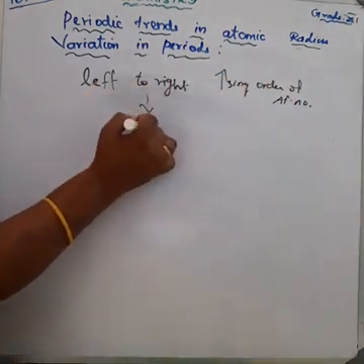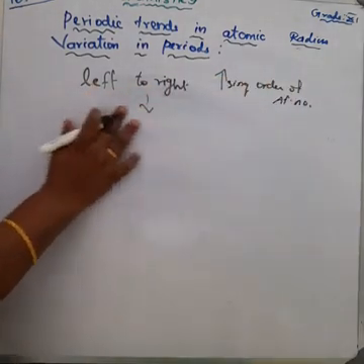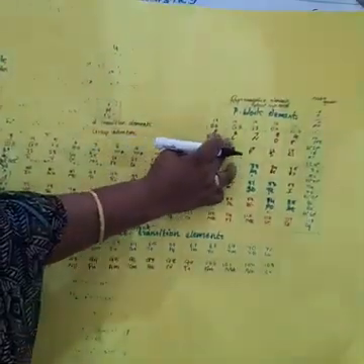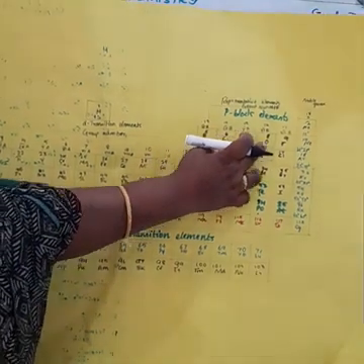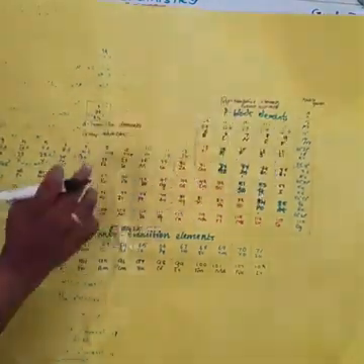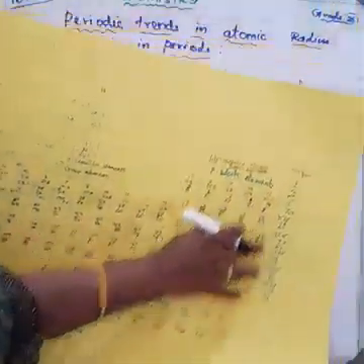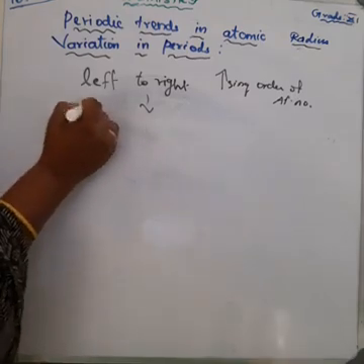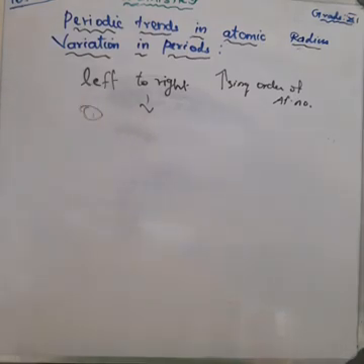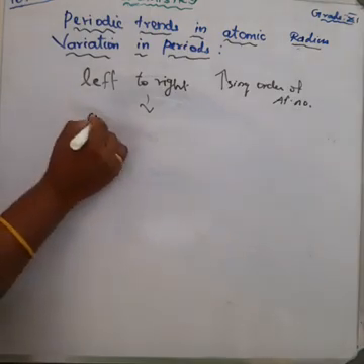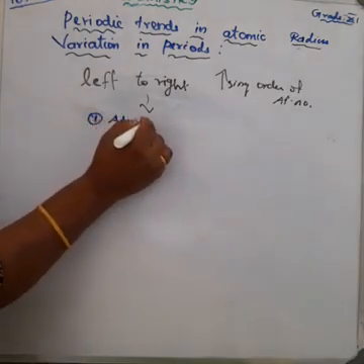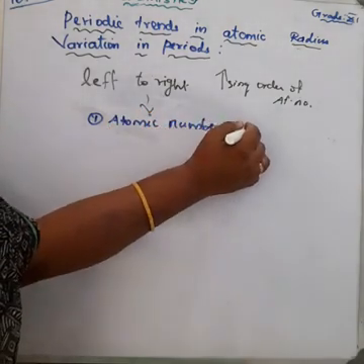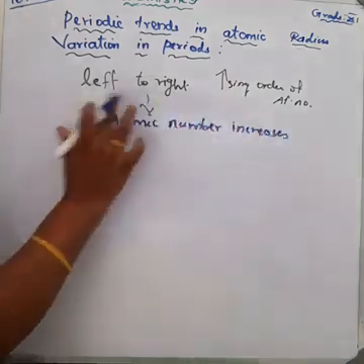Okay, first we consider the second period: lithium atomic number 3, beryllium 4, boron 5, carbon 6, nitrogen 7, oxygen 8, fluorine 9. When we move from left to right, the atomic number increases. We know the atomic number means the number of protons, or the number of electrons.